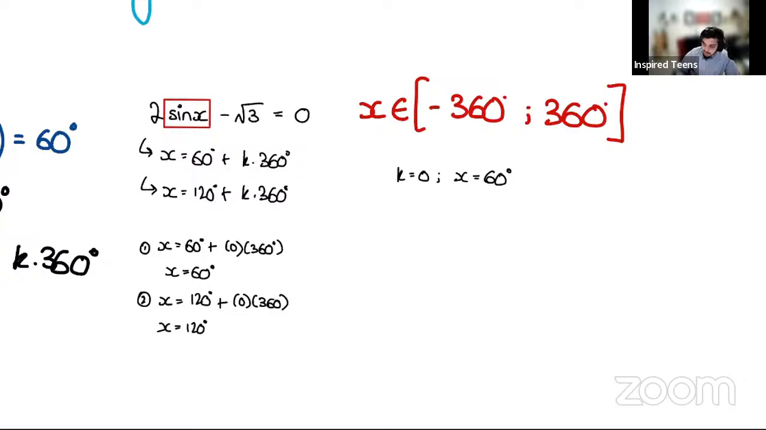120 is in your given interval. So you can say while K is equal to 0, X is equal to 60 and X is equal to 120. As long as it's in your interval, you're going to keep writing them down. They're not going to give you an interval where you're going to fit 500 angles. At most, you're probably going to fit about 3, right?